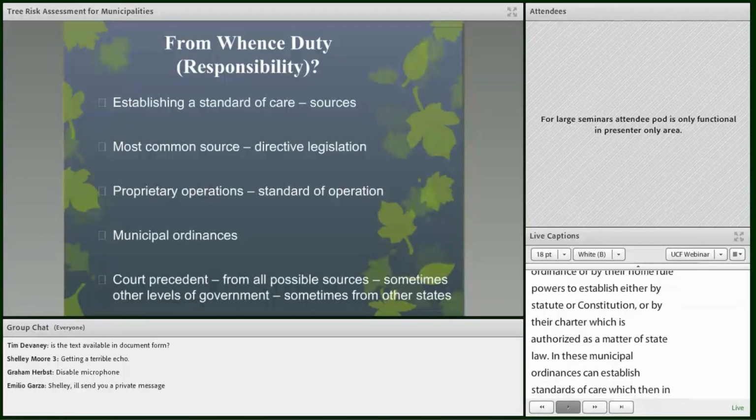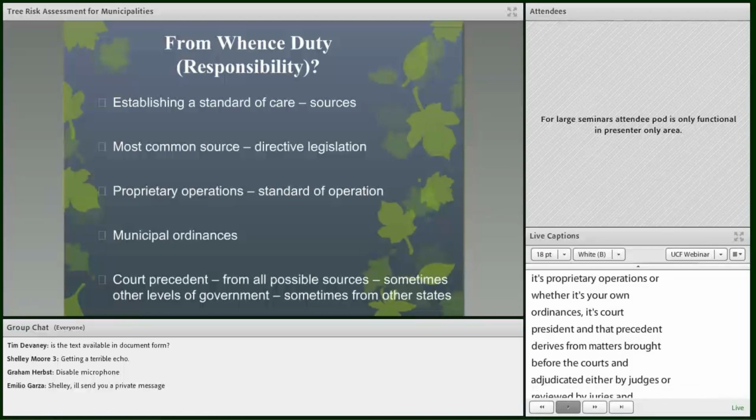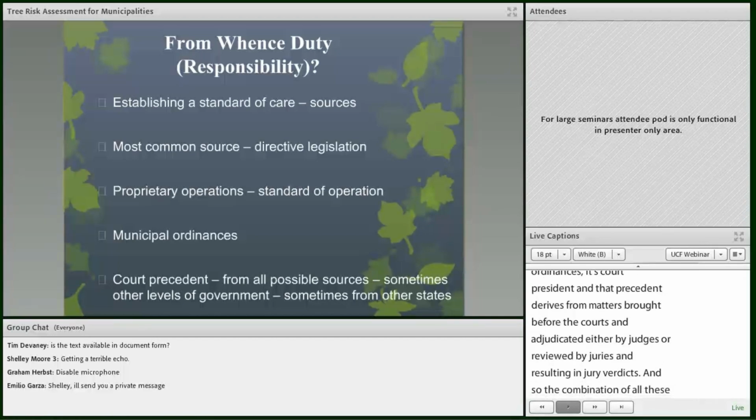And then a uniform source for every state, irrespective of whether you have state legislation, whether you're engaged in proprietary operations, or whether it's your own ordinances, is court precedent. And that precedent derives from matters brought before the courts and adjudicated either by judges or reviewed by juries and resulting in jury verdicts. And so the combination of all these factors establishes the quilt of elements of duty that are part of the landscape for a municipal tree risk.